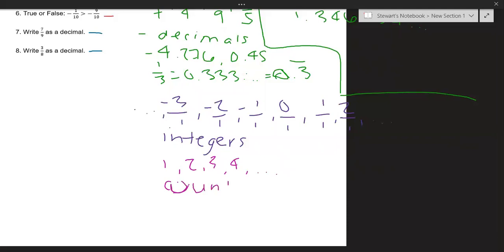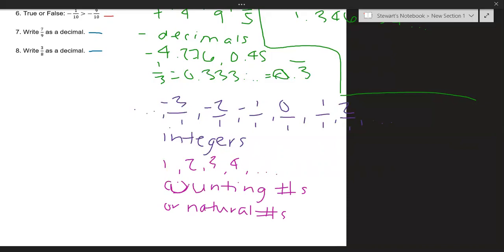Are called counting numbers or natural numbers, which again are just the positive integers, or positive whole numbers. So that is basically how the real number system is broken down.